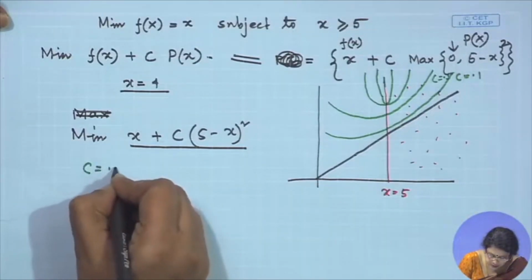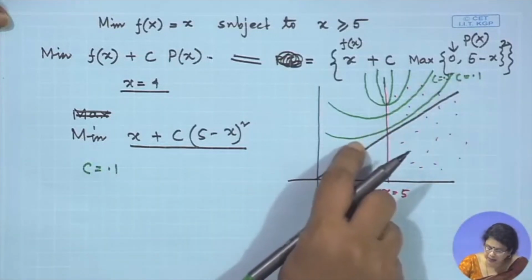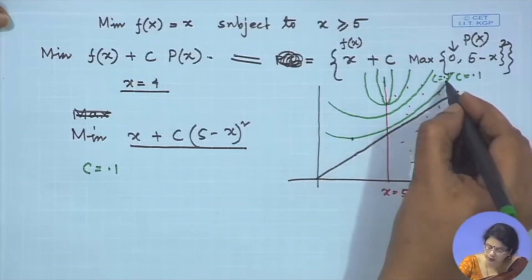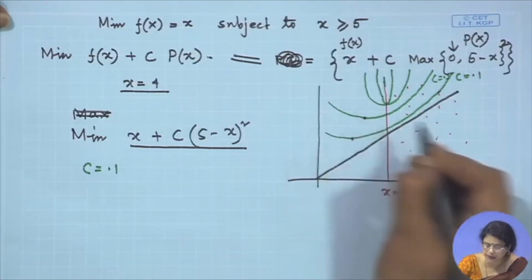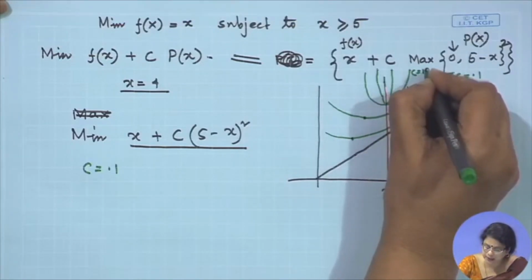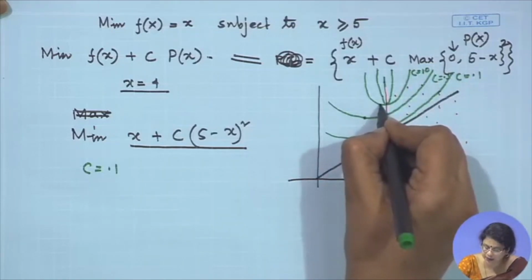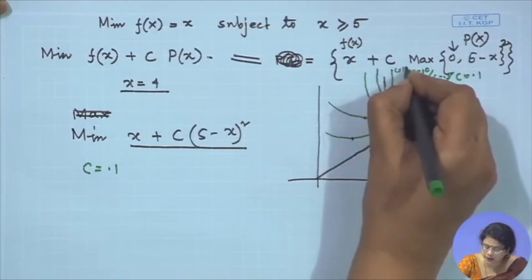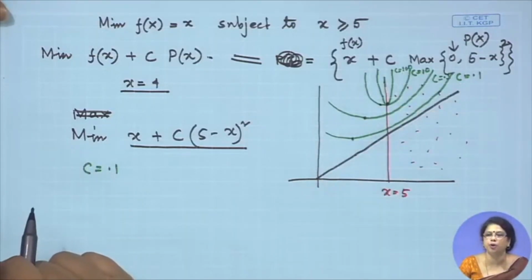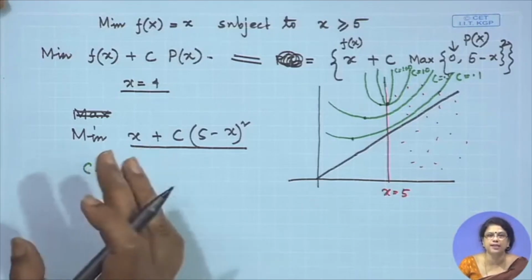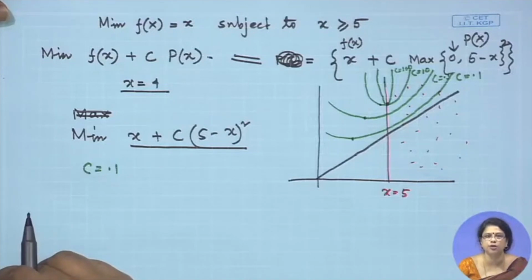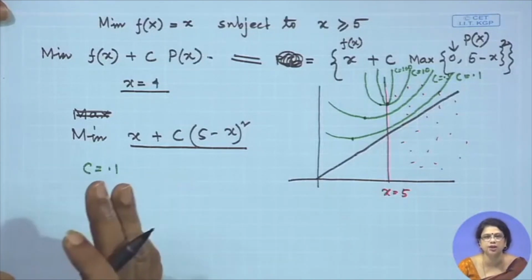For c equal to 0.1, the minimum value could be here. For c equal to 0.5, the minimum value could be here. For c equal to say 10, the minimum value may be here, and for c equal to 100, the minimum value is here, because these are all unconstrained functions, and in this case this is unimodal. Finding the minimum through the process you have already learned is not difficult for you.